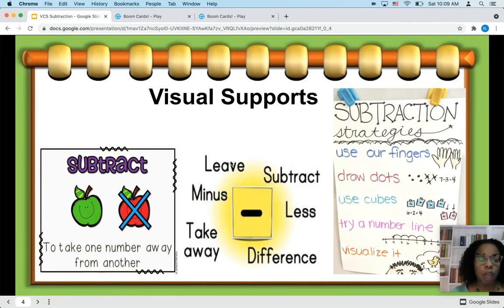You can also have some of the vocabulary associated with subtraction. Many of these words are used interchangeably. Leave, minus, take away, subtract, less, difference. You can also have a poster, again in your Google Classroom or physical classroom, with the strategies used to subtract.